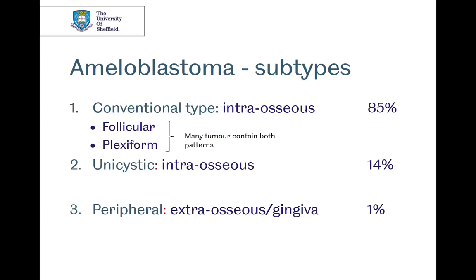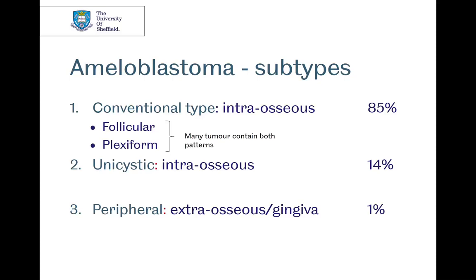And that is a tumour which arises outwith the bone of the jaws. It's in the gingiva. And there are some suggestions that the biology of that might again be different from the conventional type of ameloblastoma. But the vast majority of them are conventional ameloblastoma, and when we have a look at them, there are two main histological patterns that we see, which are follicular and plexiform.